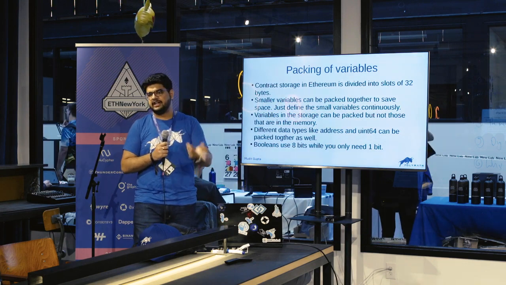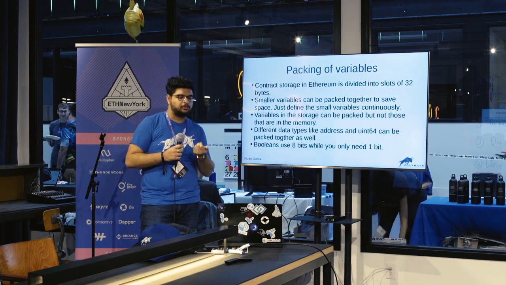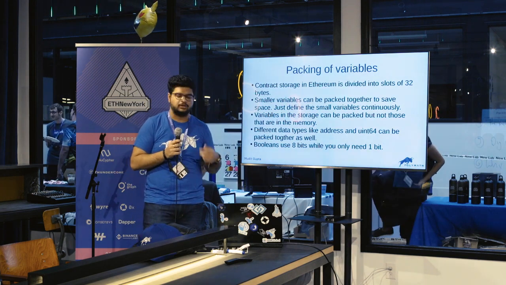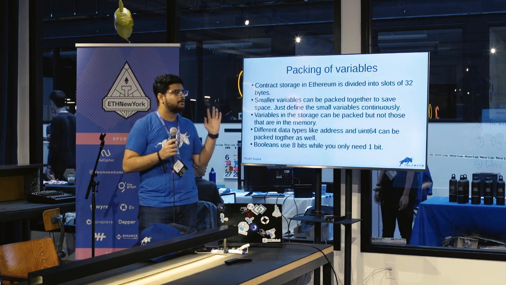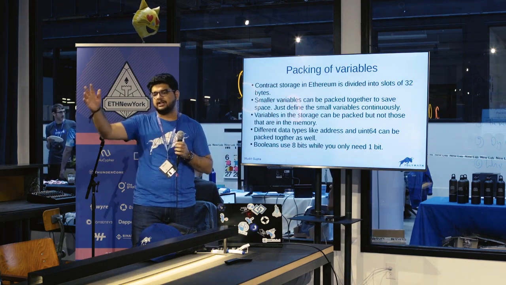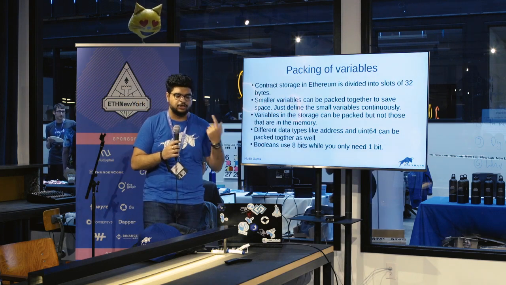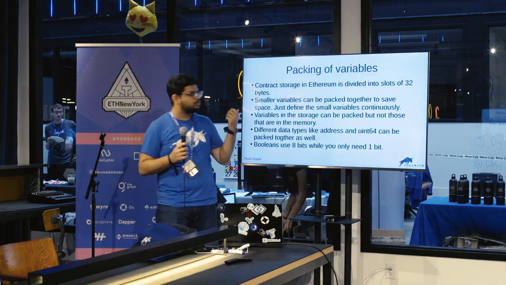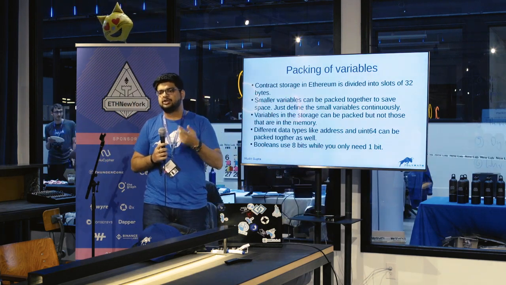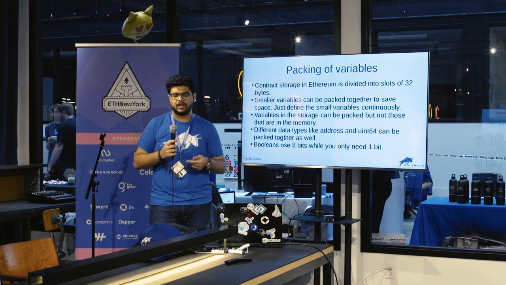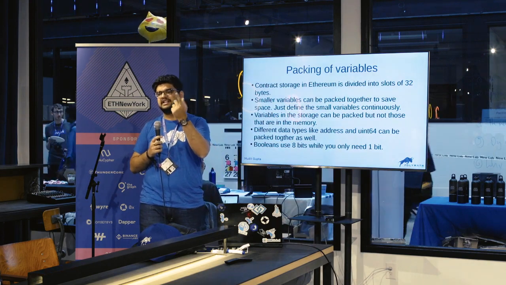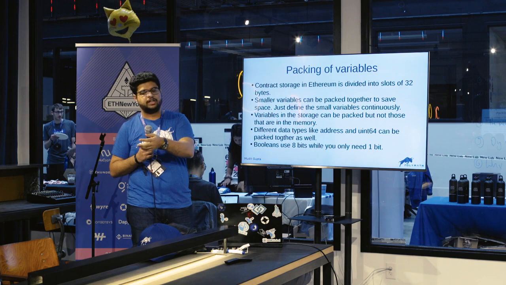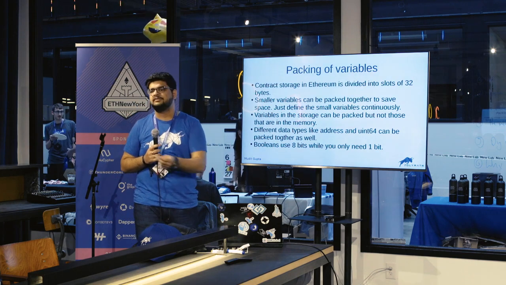If you define a uint8, that's 8 bits, and 32 bytes is 256 bits. So 256 divided by 8, you can combine 32 uint8s into a single slot. This will happen automatically if you have defined them in a continuous manner. So if you say uint8 a, uint8 b, uint8 c, they'll all be combined together. But if you write your code like uint8 a, uint256 b, uint8 c, then a and b cannot be combined because b takes all the space. So in this case, the Solidity code will take 3 slots, one for a, one for b, one for c.